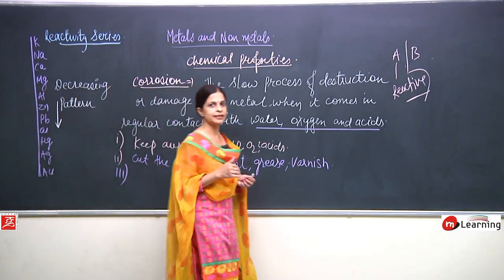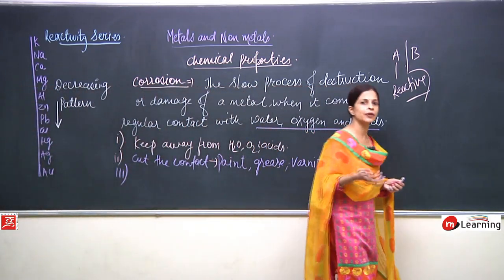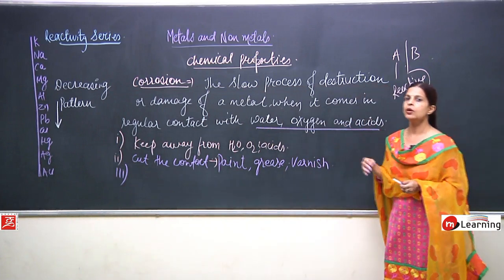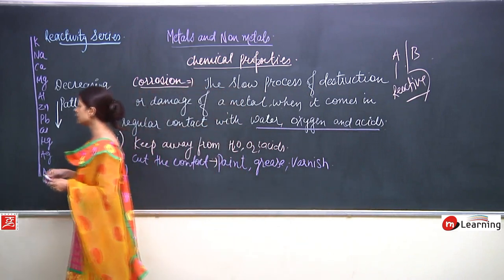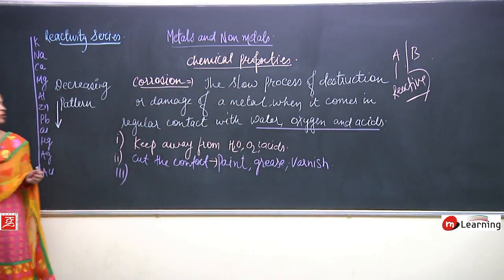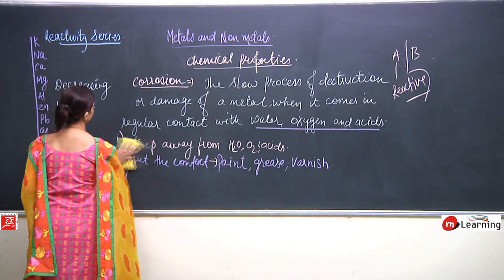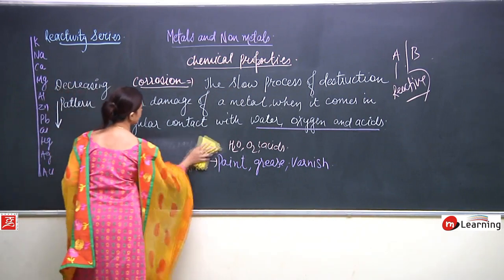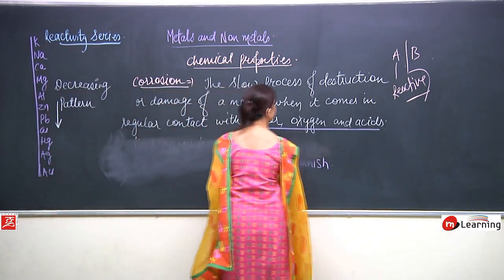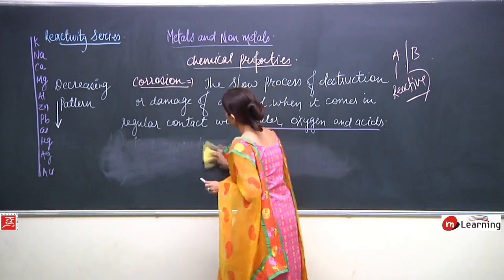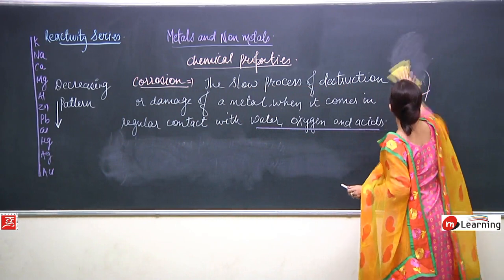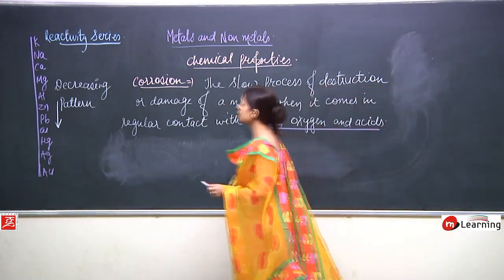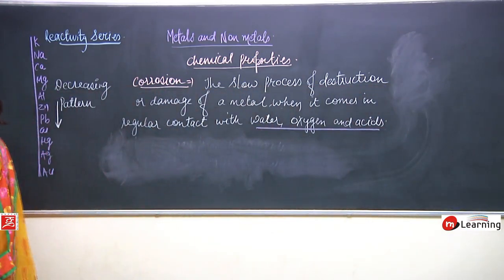Now what can be the other ways? Before reading the other ways, we even need to know which are the elements which corrode. So first of all, we will start with obviously iron. Now iron, as we have discussed, is a metal which gets corroded very easily.